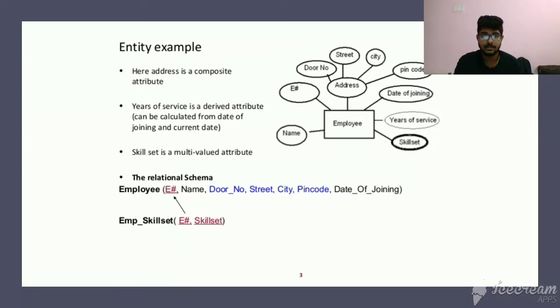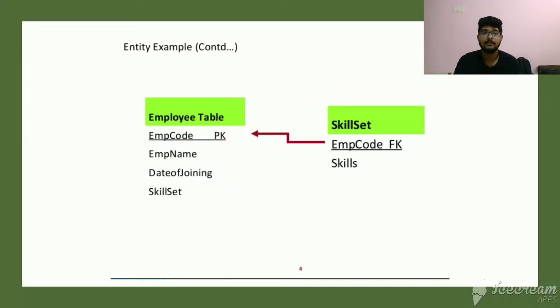The relation schema: employee name, door number, city, pin code, date of joining, and employee code will be the primary key. Further, the employee table will have employee code as primary key, employee name, date of joining, and the skill set table, in which employee code is a foreign key referencing the employee table, and skills.